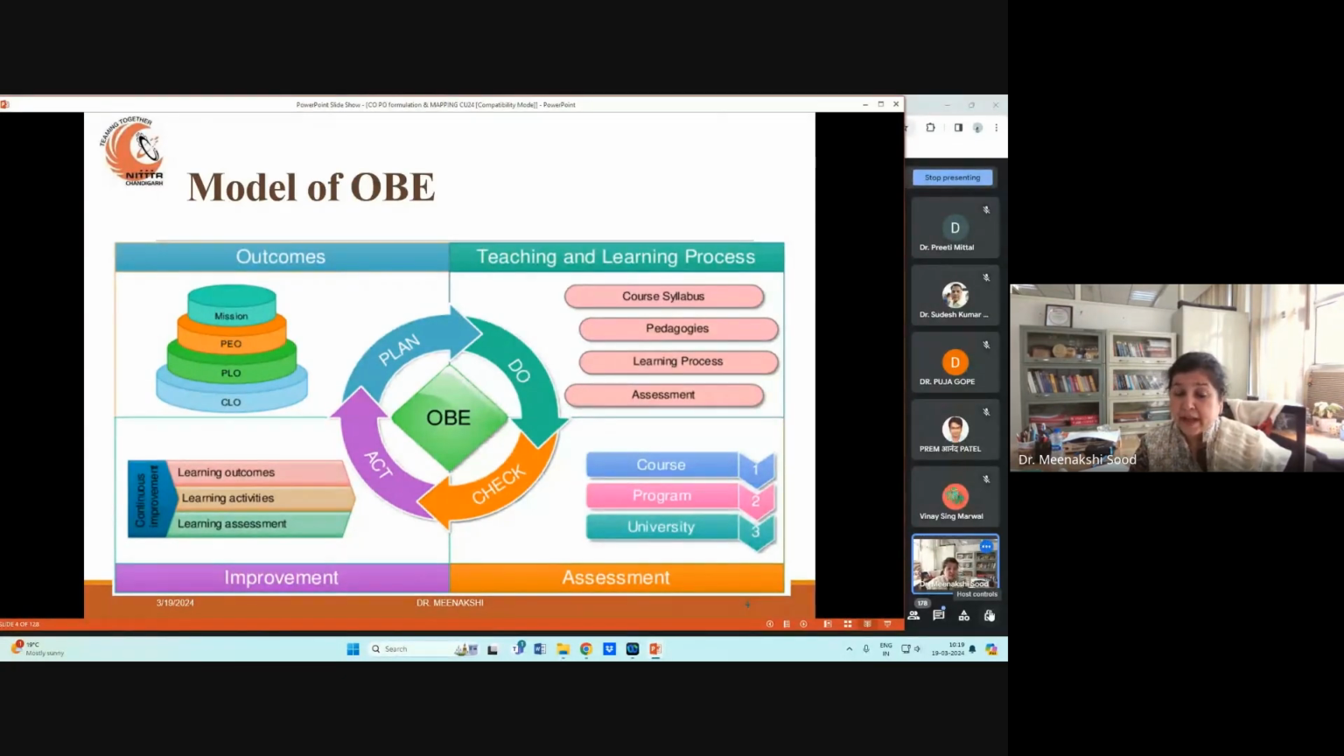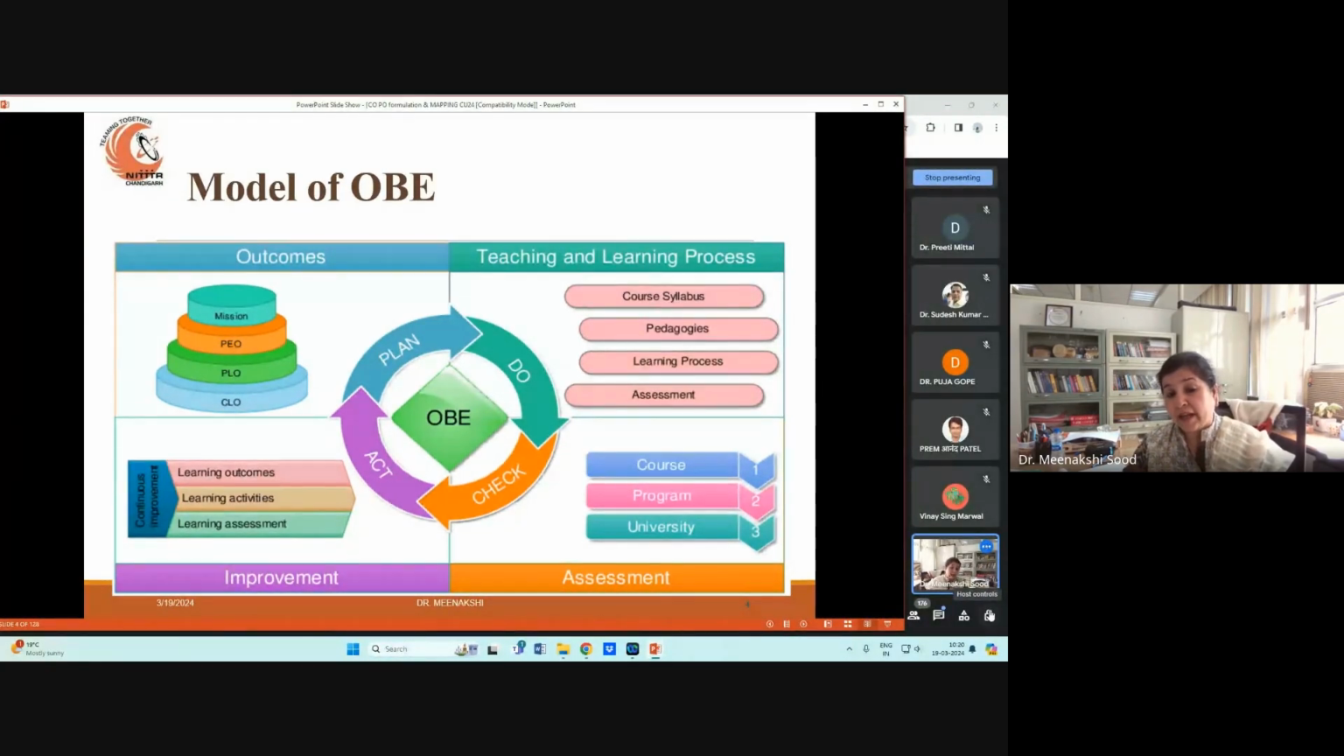So these are the planning part. Once the planning is done at every level and every stakeholder is involved, when we are planning the course outcomes, every teacher is responsible for it. When we are talking about program outcomes, the head of the department, the authority, and the coordinators are looking after this. For the program educational objectives, again, the administrators are doing the vision and mission. So once the planning is done, then comes the doing part.